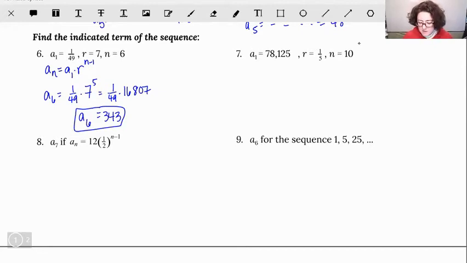Okay, number 7. They gave us the same info, but now our common ratio is 1/5. So what should happen to our values? Yeah, smaller than 1. So that means that our values are going to get smaller and smaller and smaller as we go on. So let's see. We're looking for which term? Yep, n equals 10, so the 10th term. So a sub 1 is 78,125 times 1/5 raised to the n minus 1, or raised to the 9th power.